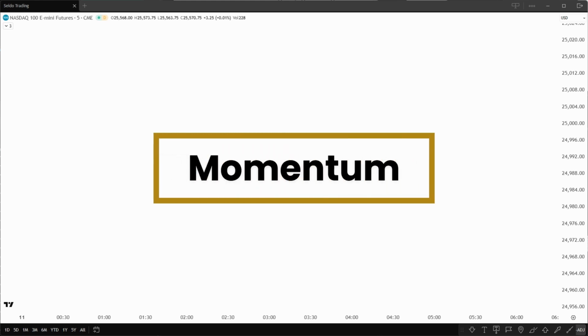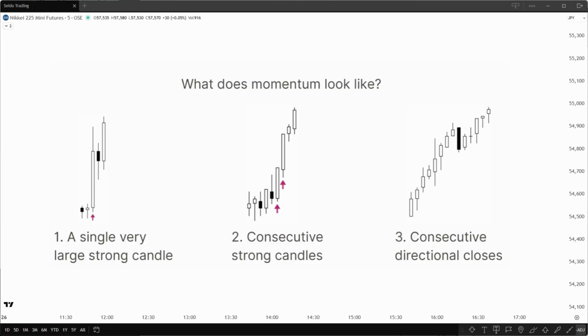There are 3 ways momentum appears in the market. We call these type 1, type 2, or type 3 momentum. So type 1 is a single, very large, strong candle. Type 2 is at least 2 consecutive strong candles in the same direction. This is the reason why we learnt what a strong candle was in lesson 1. And finally, type 3 is a series of bullish or bearish candles that move steadily in one direction.